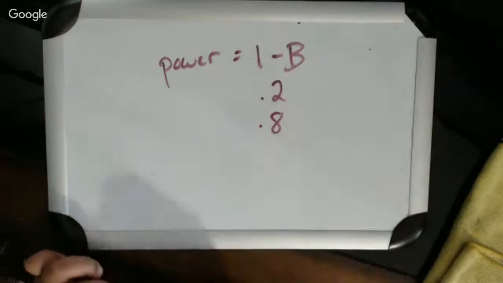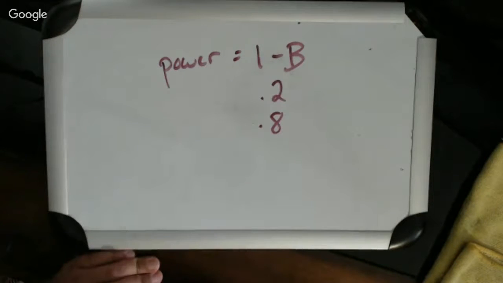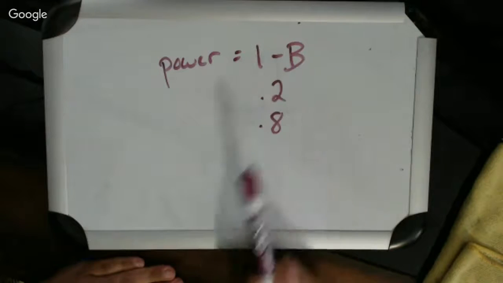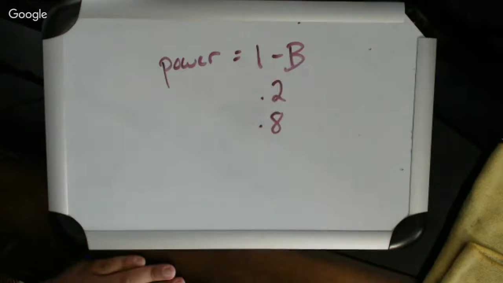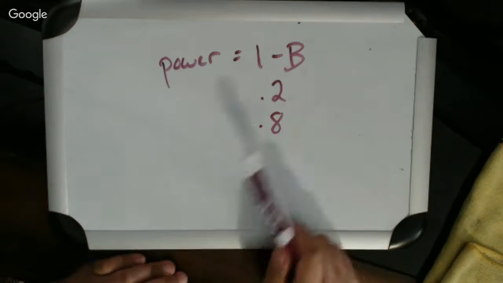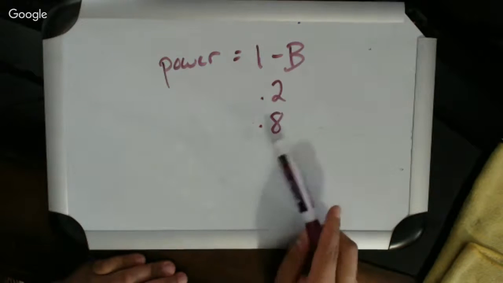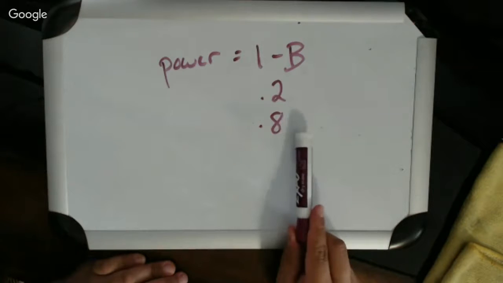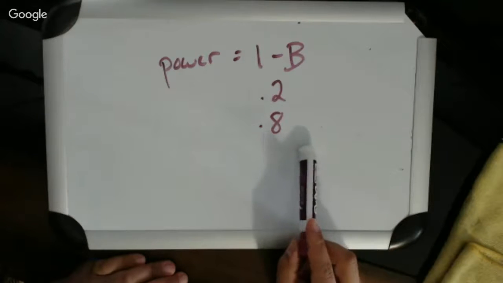What that means is if you have a power of 0.2, when there's an effect there, you're only going to reject the null hypothesis 20% of the time. So 80% of the time, you're going to miss the effect, even though it's there. With 0.8, that means 80% of the times you do this test, you will find the effect when it's there. So you're only going to miss it 20% of the time. So that's why you care about power.